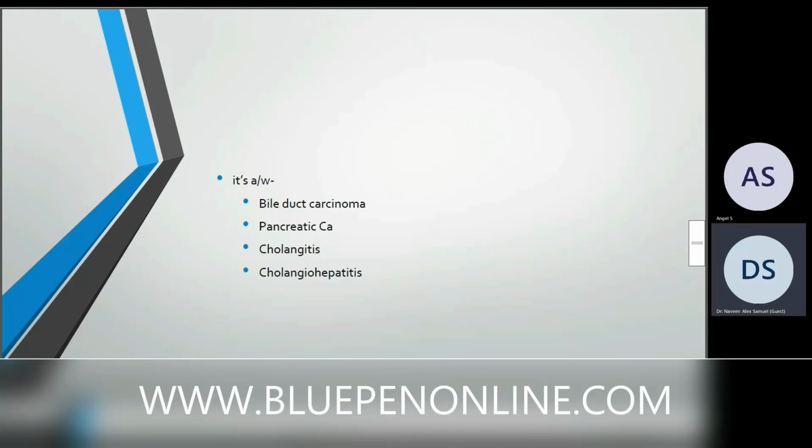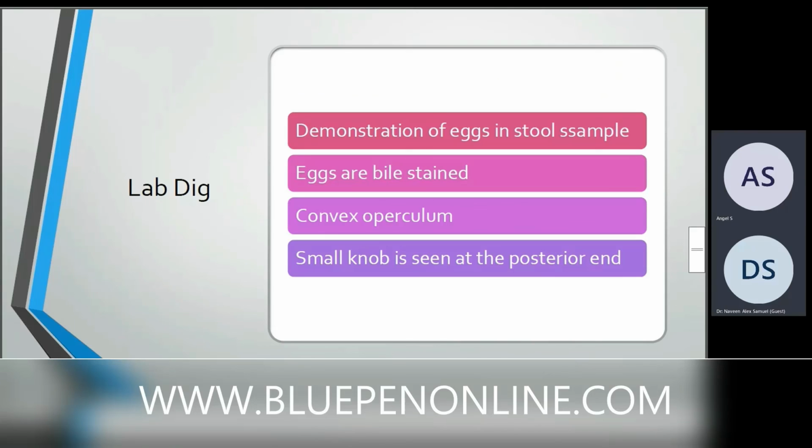There is bile duct carcinoma and pancreatic carcinoma because there will be bile duct and pancreatic duct obstruction, and cholangitis because of inflammation of the bile duct, and cholangiohepatitis is inflammation of the bile duct and the liver also. So it's all related. Next is lab diagnosis. In the lab diagnosis, there is demonstration of the egg in the stool sample. Eggs are bile stained. A convex operculum is seen.